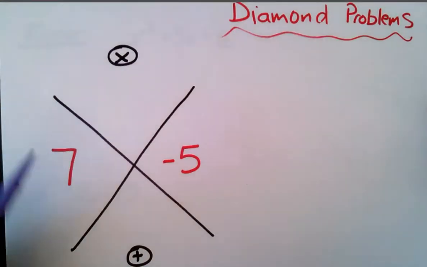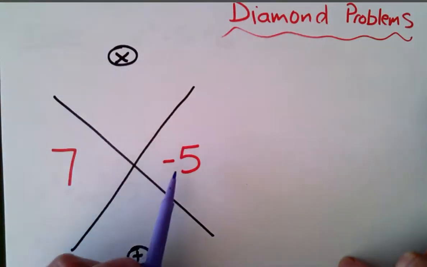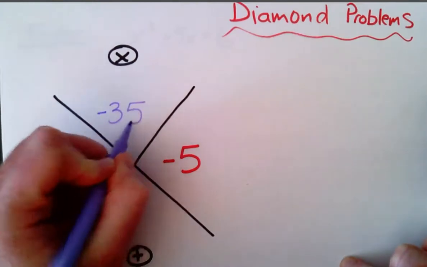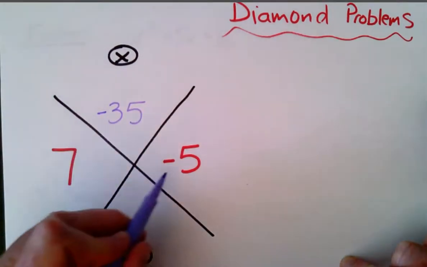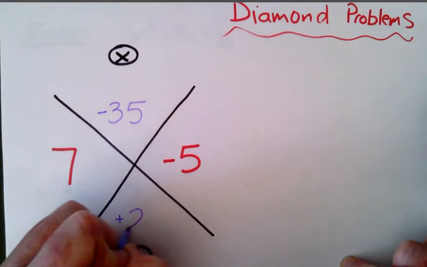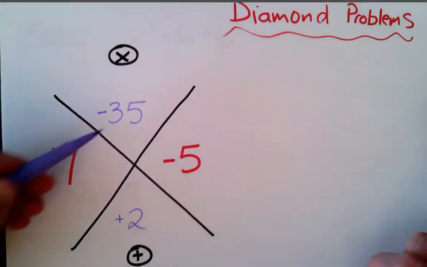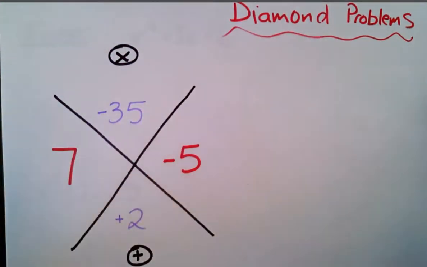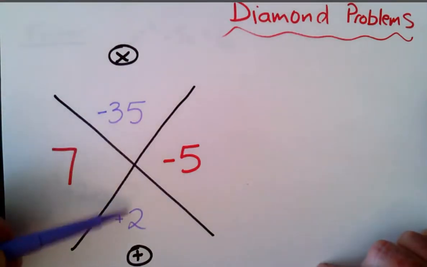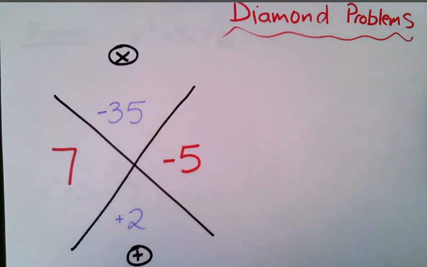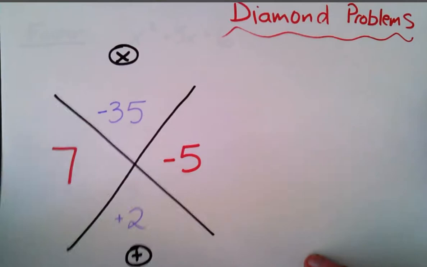So remember that if you take 7 times a -5, that goes here, right? And 7 plus a -5 goes here. Okay. This diamond idea is really going to help us with the factoring problems that we're going to do, because you're going to know these two purple numbers. You're trying to find the red numbers when you're factoring. Okay, so we're just going to keep that in mind.